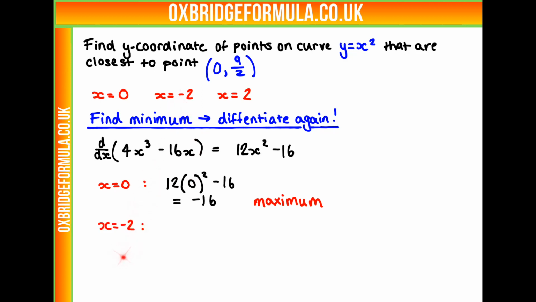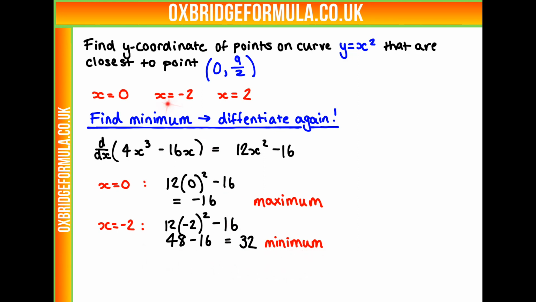How about minus 2? So it's going to be 12 times minus 2 squared, and we can see that here it would be the same if we just had our 2. 48 minus 16 is 32. And because that's positive, we know it's a minimum. So both minus 2 and 2 are going to give us our minimum points.